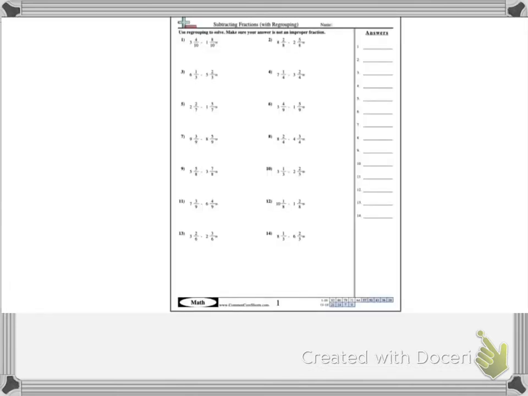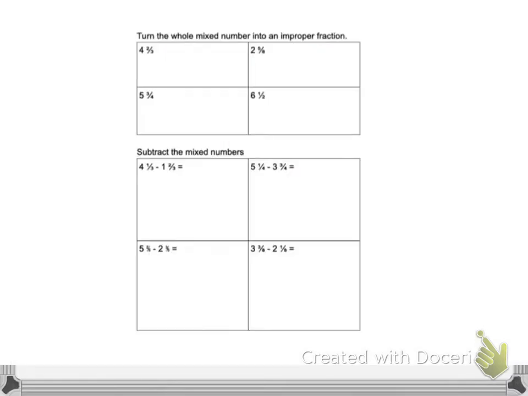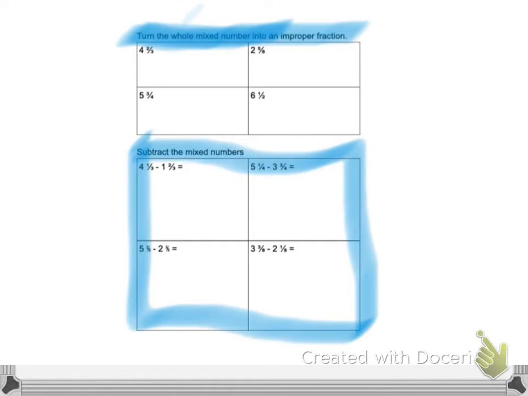Right, today's work, they're going to ask you to regroup, like what we just got done doing. There is 14 of them. Okay, if you want to put the answers off to the side, you can, but you don't have to. And then on the home link, the first section says turn the mixed number into an improper fraction. So the very first thing we did, so times plus, and then the second section here is subtract the mixed numbers.